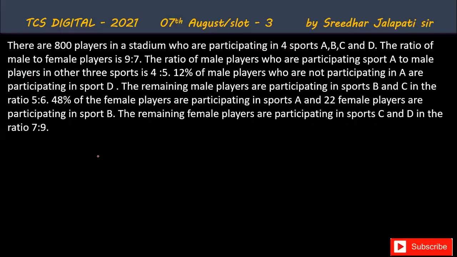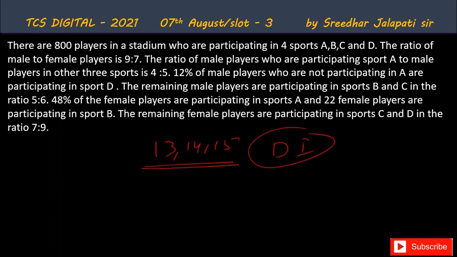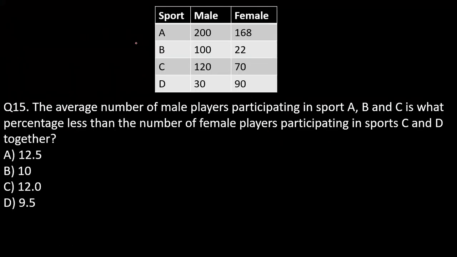Here is the solution for question number 15. By the way, questions number 13, 14, 15 in this set are from data interpretation, common information. If you put this information in simplest form in tabular form, this is how you will get it. If you want to know how you get this table from the information, do watch the solution explained for question number 13.